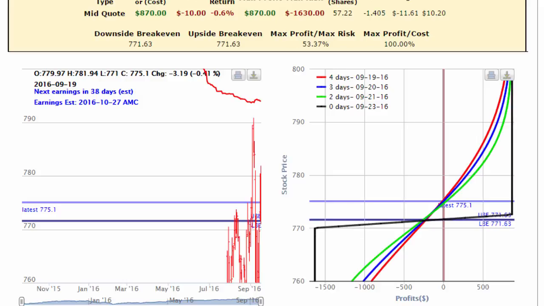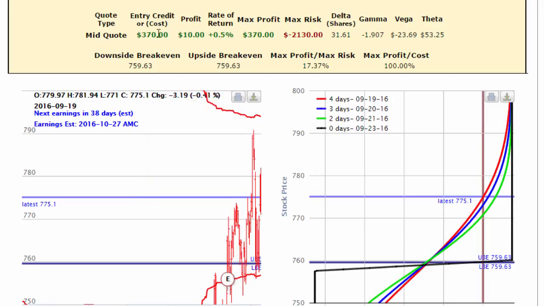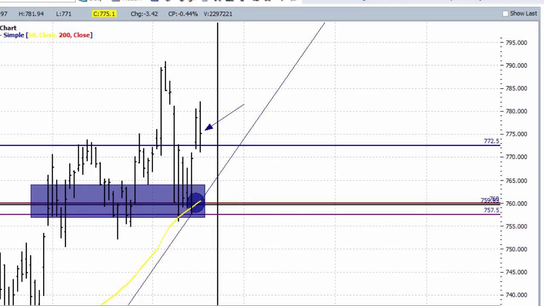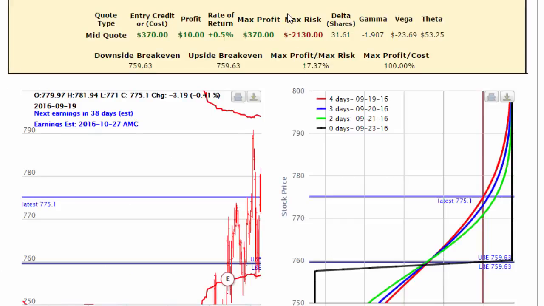Our downside break even in this previous position, where the credit was only 370, was under 760. It was at 759.63, which is right at that 50-day moving average. It's also at the trendline support and at a level where there's been previous support, so a fairly strong support level, meaning it's a fairly high probability trade. But it's a small return on investment, maybe not so small based on simply a 4-day trade.